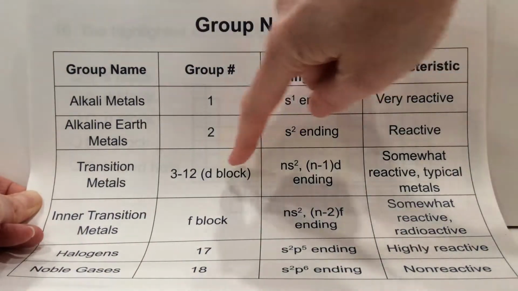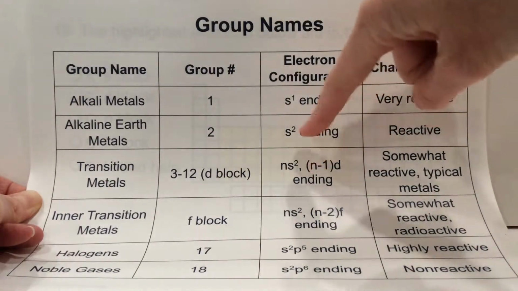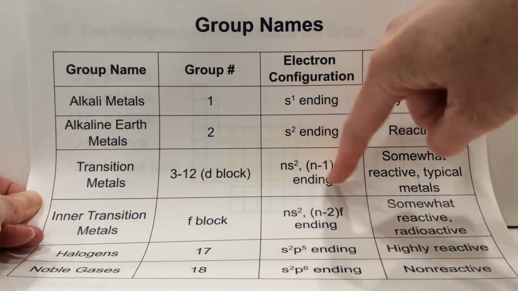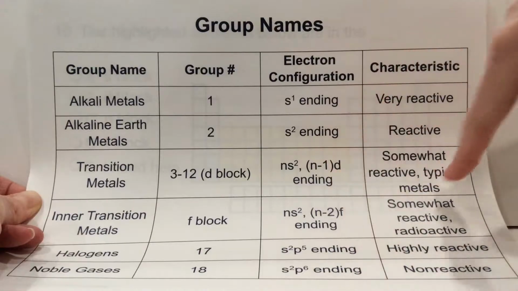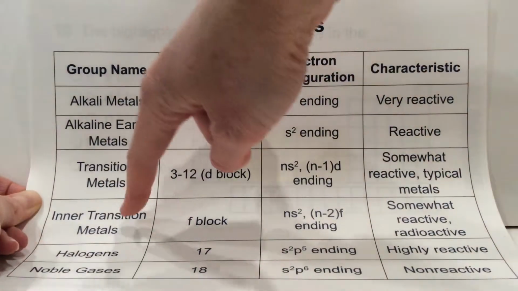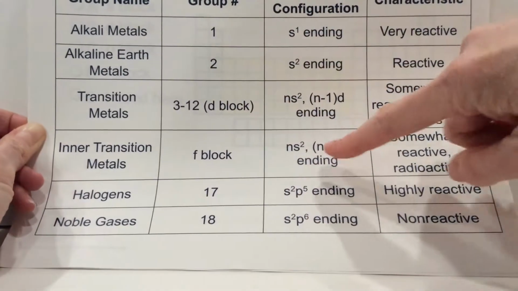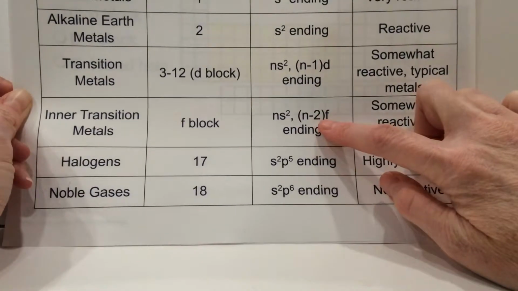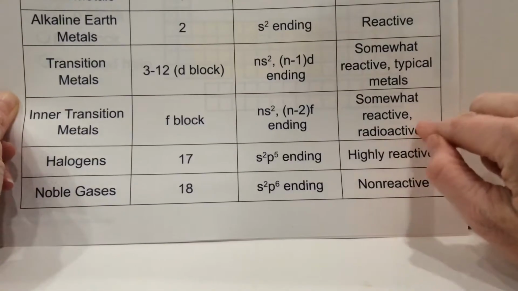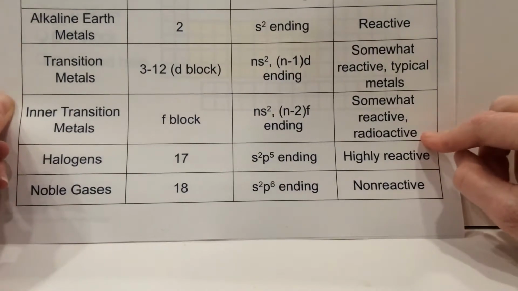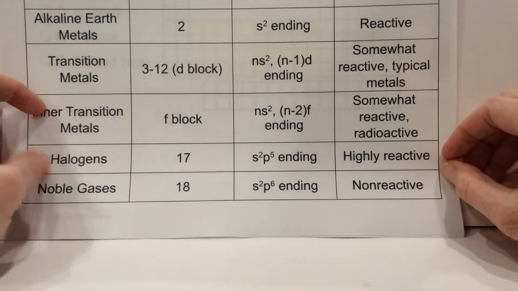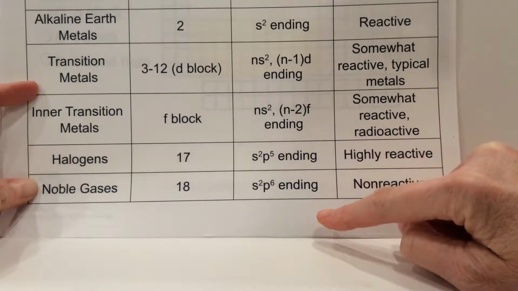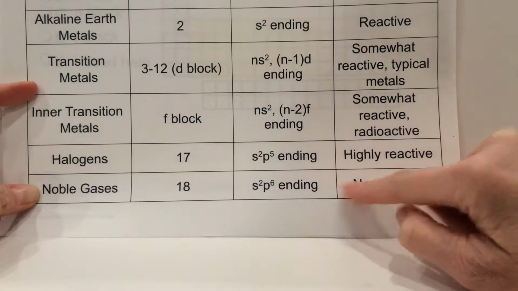Transition metals, they are part of the D block. You'll see that they have an NS2, and then you'll see, we'll go over this, an N-1 D ending. They're somewhat reactive, typical metals. Inner transition metals are on the F block, same type of ending as transition metals, NS2, but an N-2 F ending. We'll talk about this. They are somewhat reactive and some are radioactive. We have the halogens, group 17. They will all have an S2P5 ending. They are highly reactive. Noble gases, group 18, S2P6 ending, non-reactive.